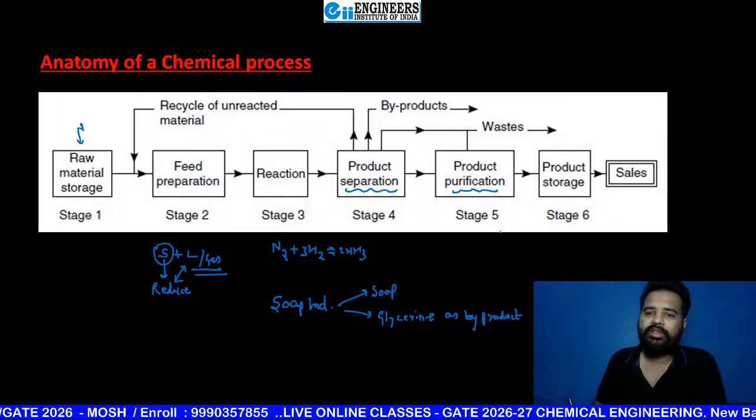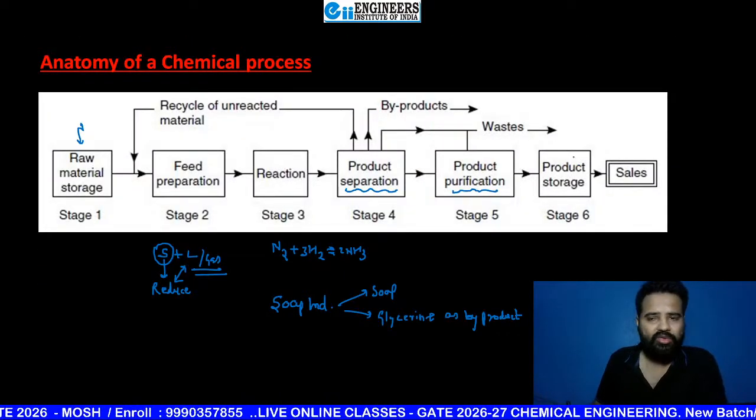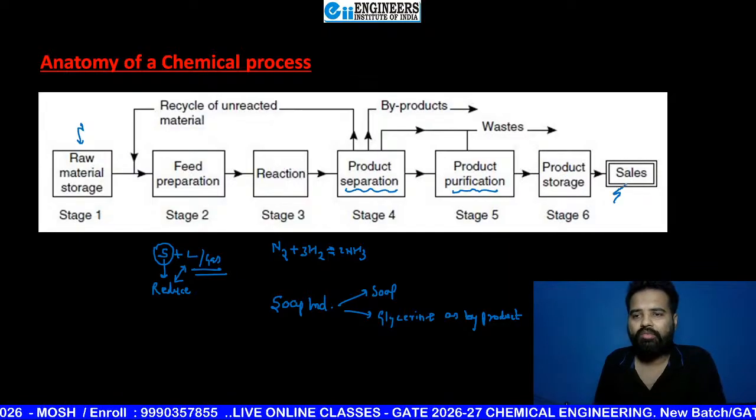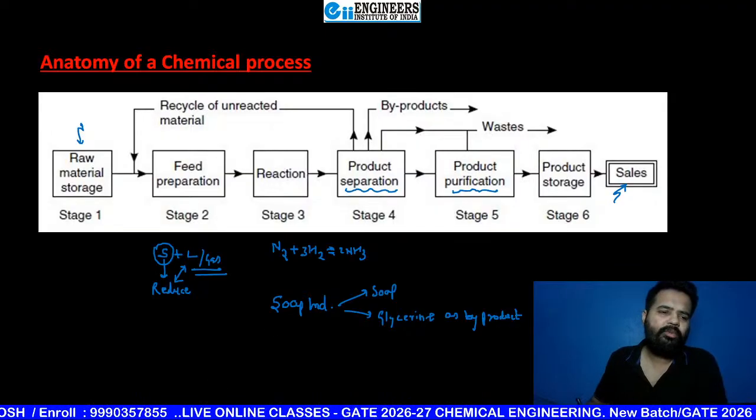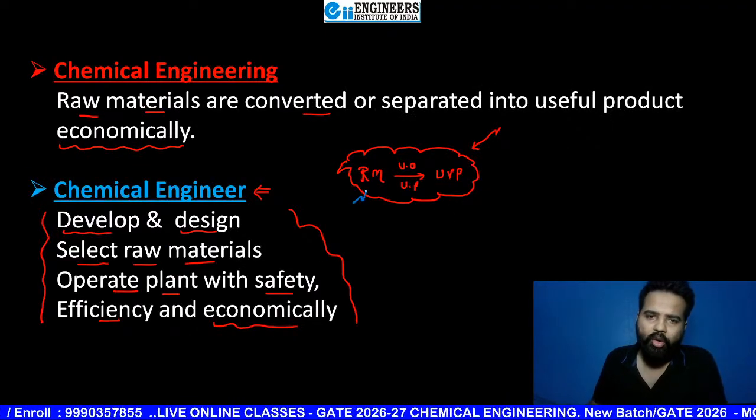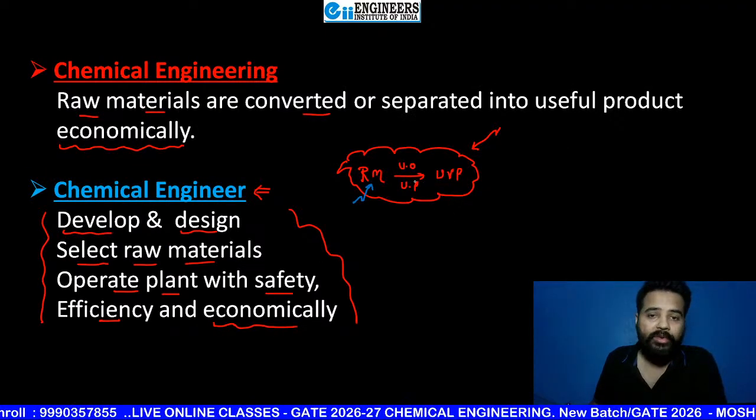So this is stage number 5. At last you can store your product and now just sell. So this is general anatomy. In short form, you can see you are taking raw material, and after unit operation, what is unit operation?